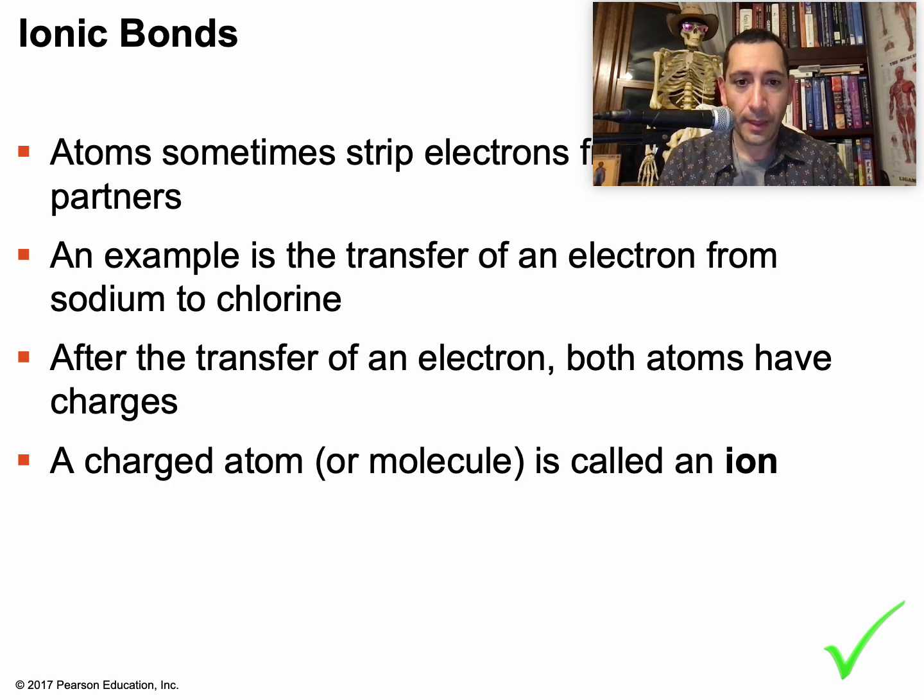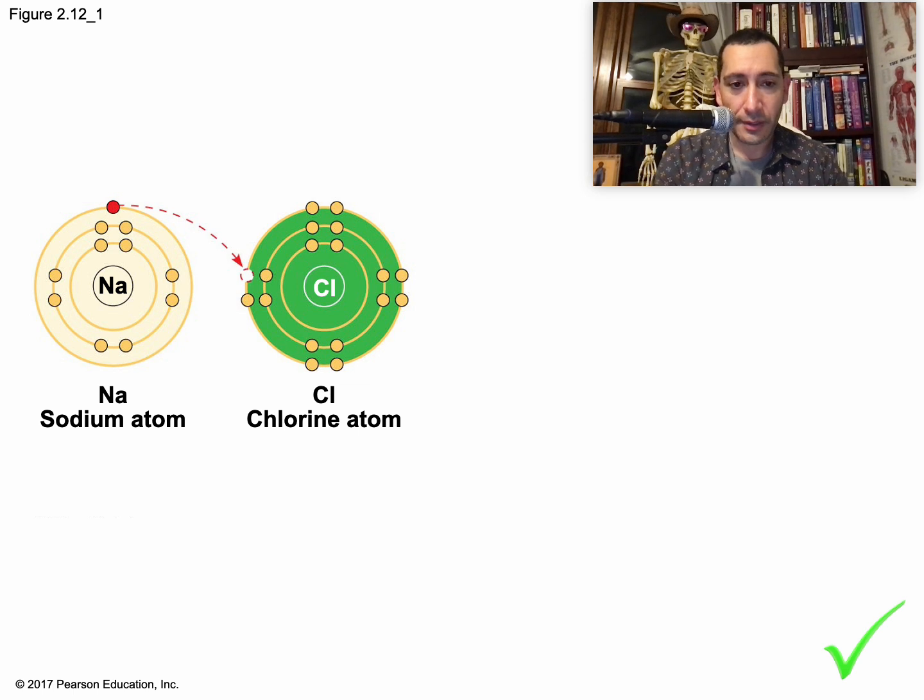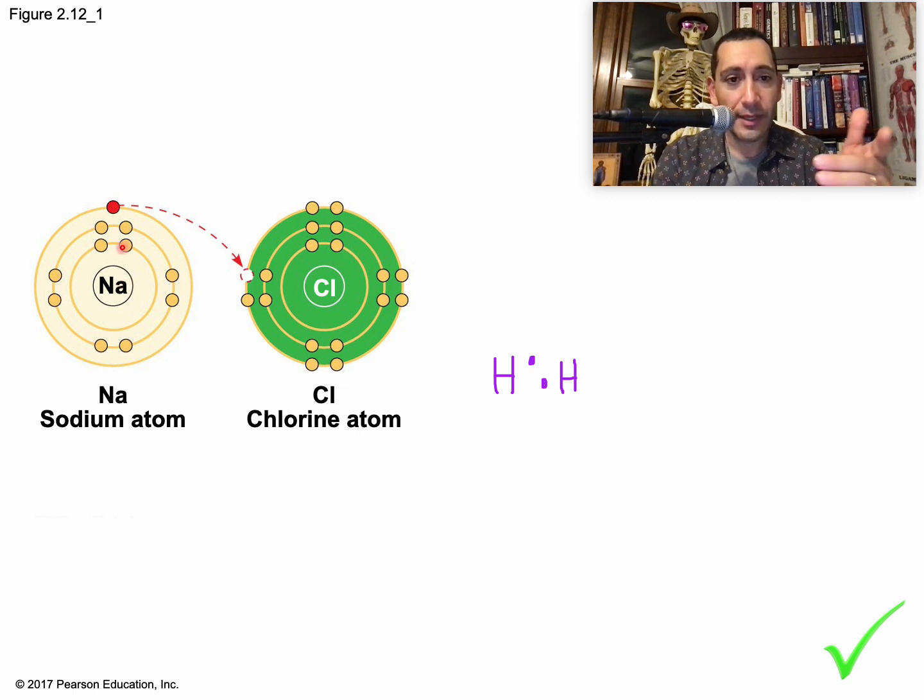Ionic bonds. Ionic bonds are different. Do you remember the hydrogen example? Hydrogen was not happy. It needed an electron, and the other one also needed an electron. They both need to share, but with sodium and chloride, this one, sodium, doesn't want that extra electron. It would be happy in this orbital shell. The second orbital shell would be totally full.